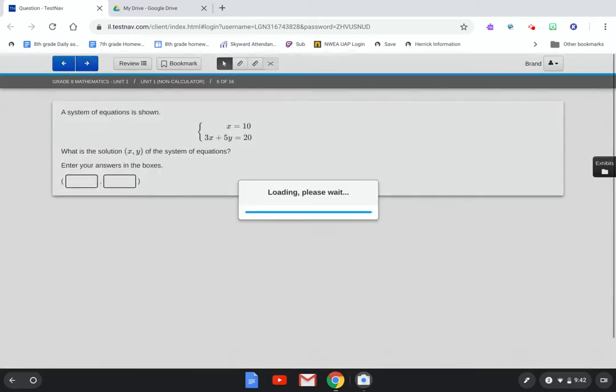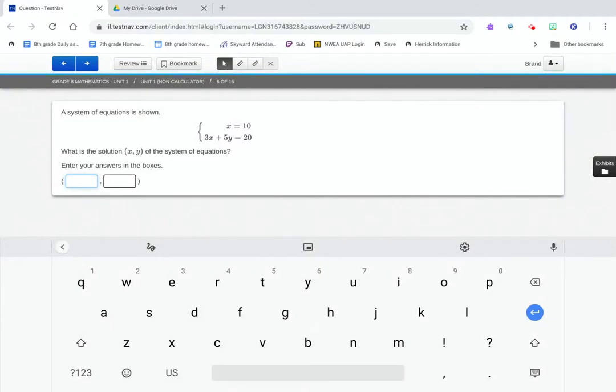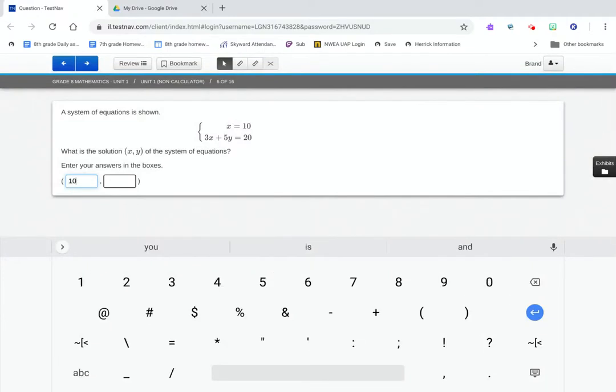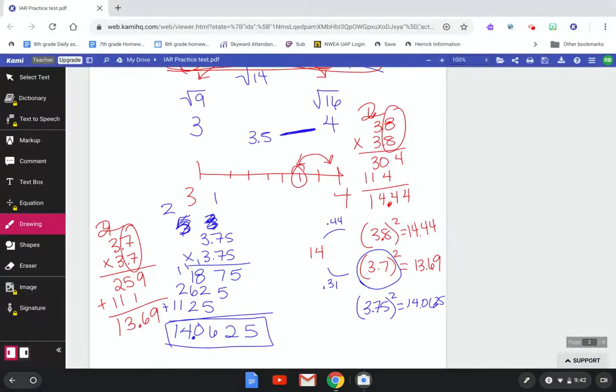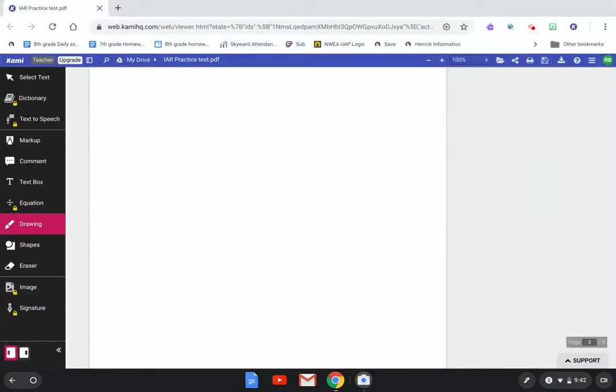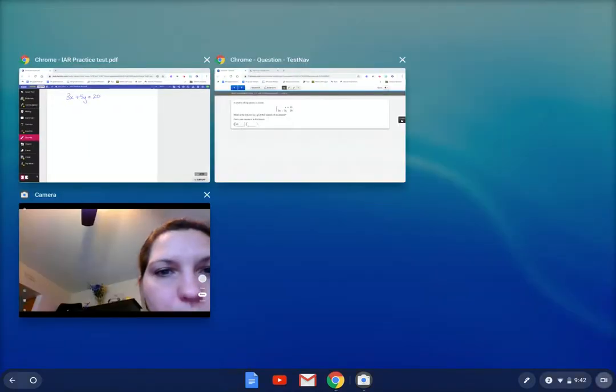For this one, this is a system. They already gave you that x is 10. So I'm going to write in here 10. So now we have to figure out what y is. Well, substitute 10 into x's spot. So on our page, we have 3x plus 5y equals 20. Let's make sure I wrote it down right.